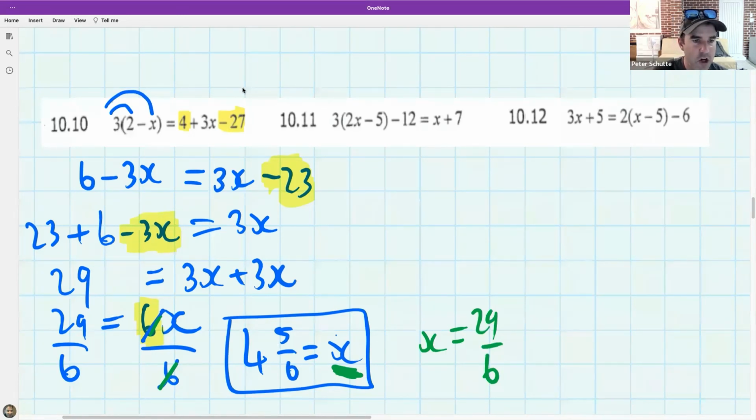So let me even go back through the steps. This first step was multiply out. Then I had to collect like terms. Then I took away 23. Well, no, sorry, I added 23 to both sides. Then I added 3x to both sides, and then I divided by 6.